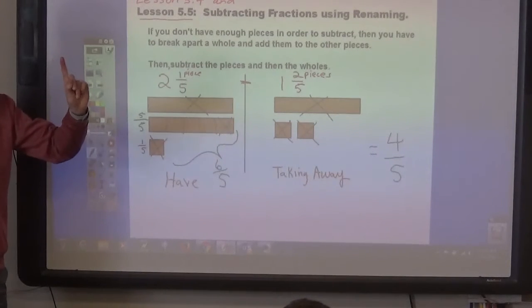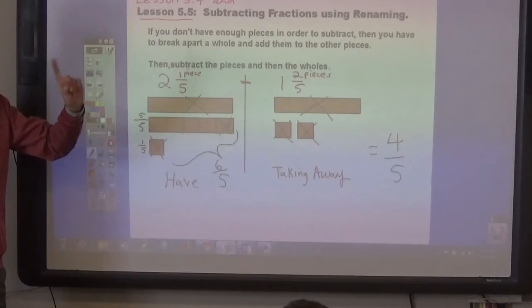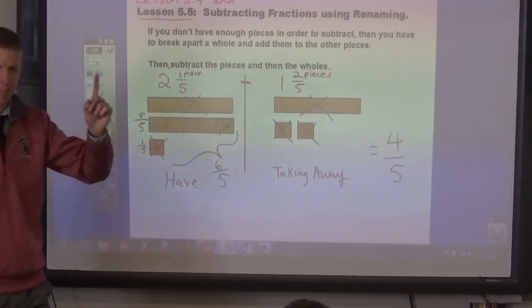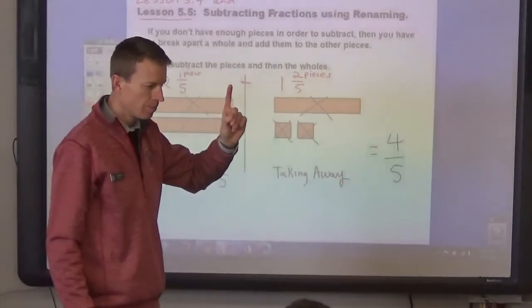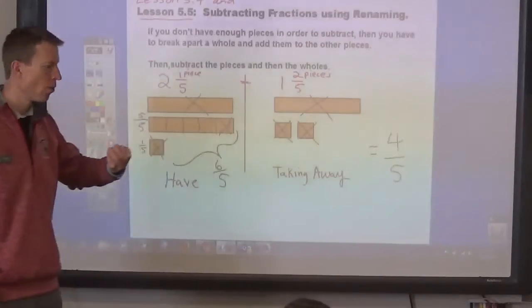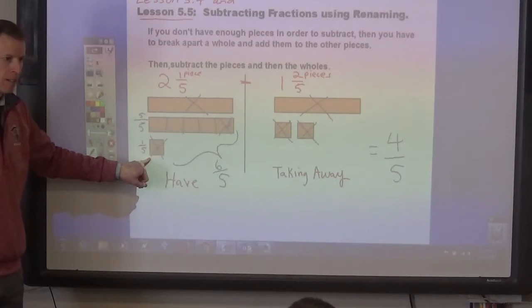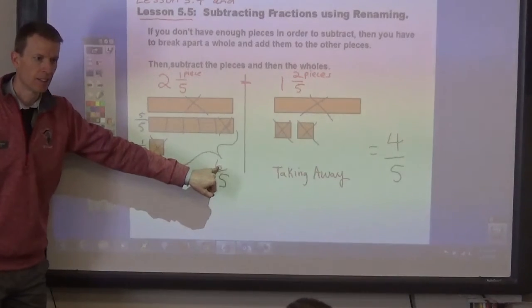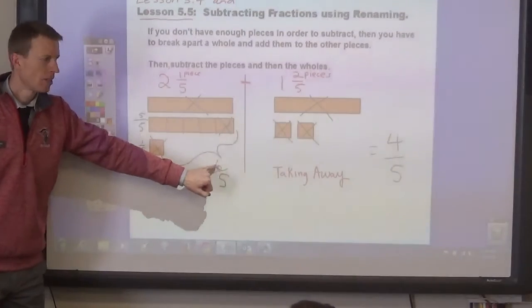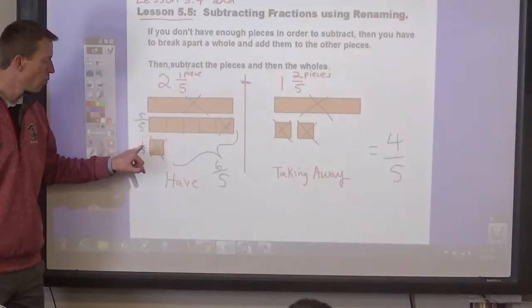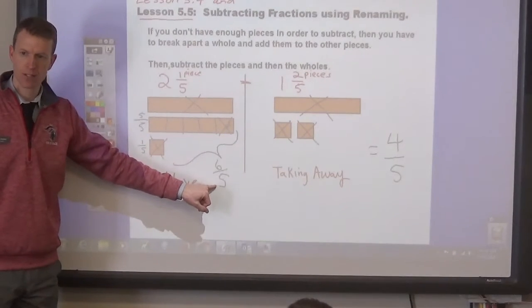5/5 equals 1 whole, doesn't it? Nod your head if you agree with that. 5 pieces equals 1 whole. 5 out of 5 means 1 whole. And then if you already had 1/5, now you have 6 pieces. 5/5 plus 1/5 is 6/5.